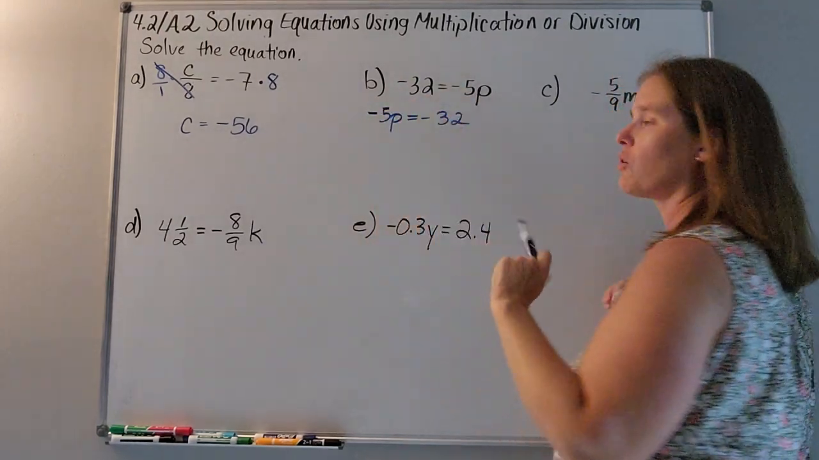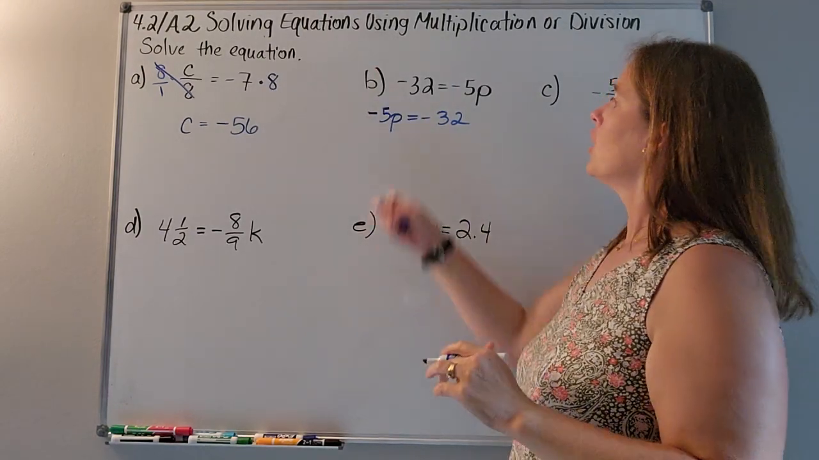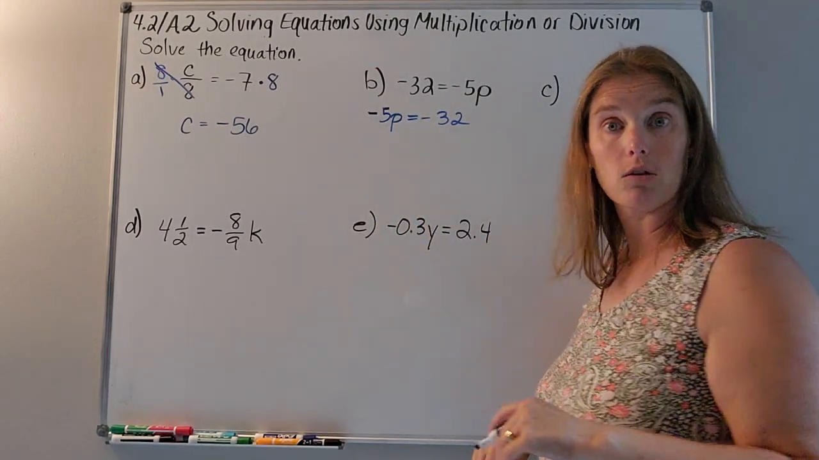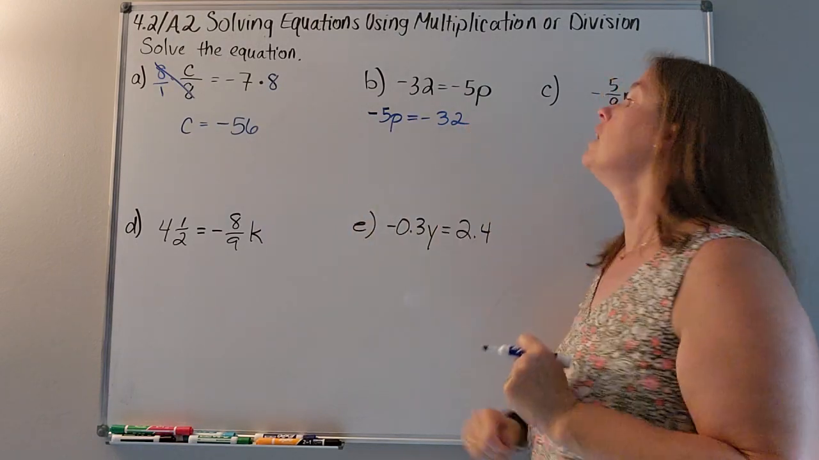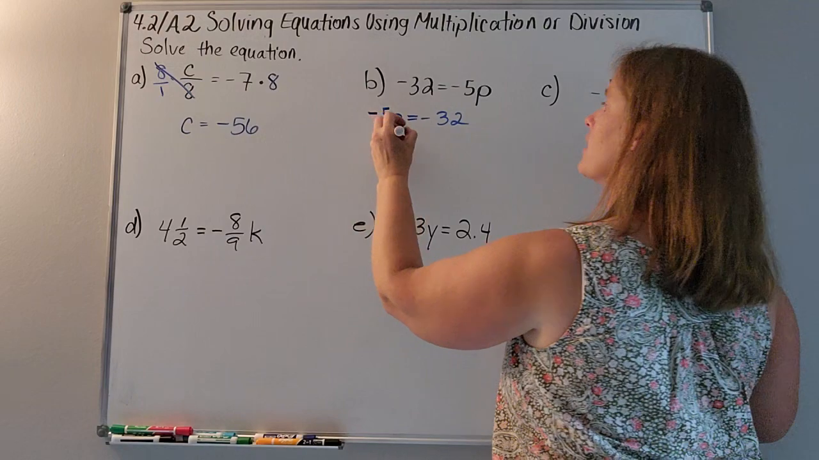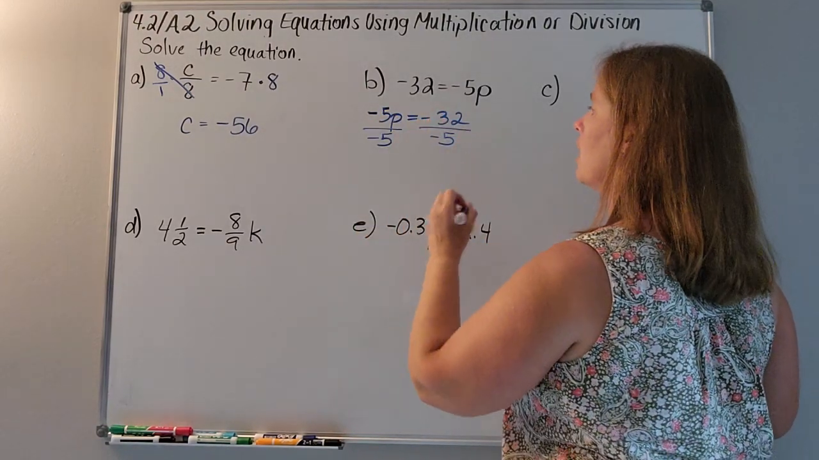Notice I didn't change the order of anything. All I did was take the right side, put it on the left, and the left on the right. We see multiplication here. If we see a number and a variable bumped right up against each other, that's multiplication. So that means we have to divide both sides by -5 in order to solve.